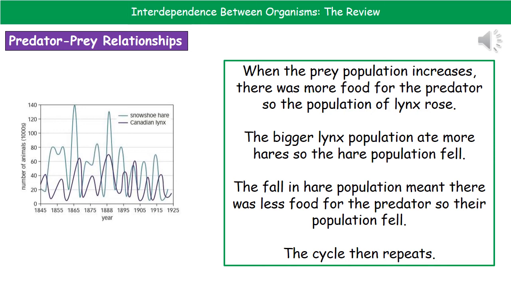So what we see is that there is this relationship that as the prey increase, the predators will also increase. Then when the prey decrease, the predators decrease. So what we find is that there is this relationship between predator and prey.